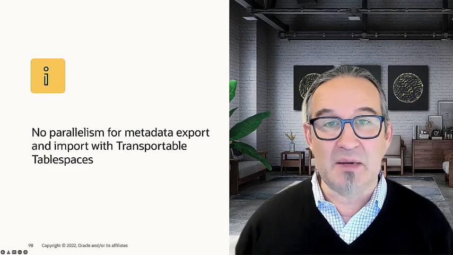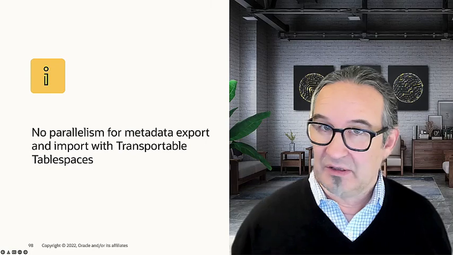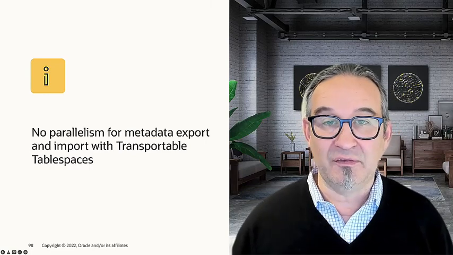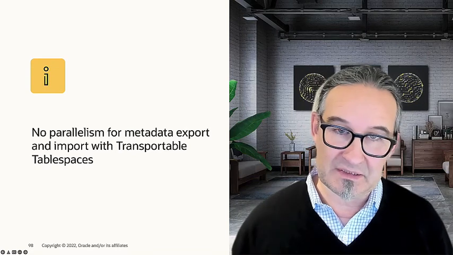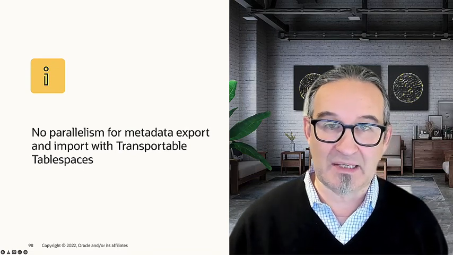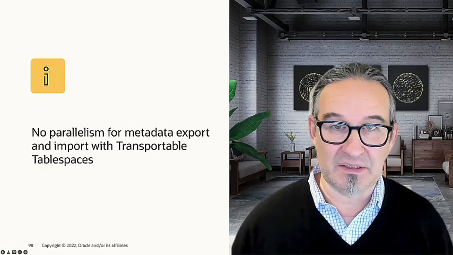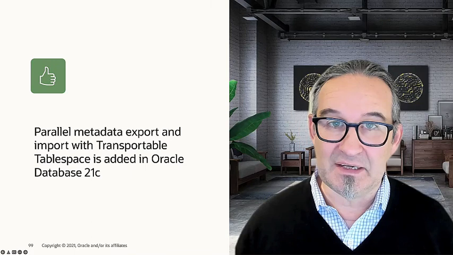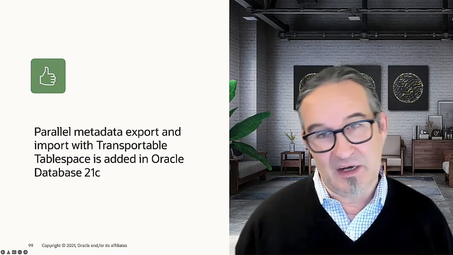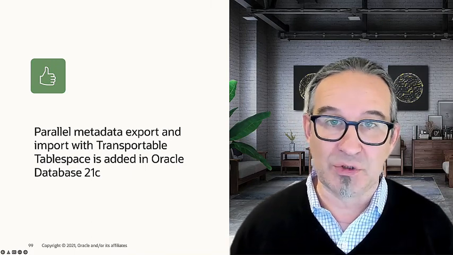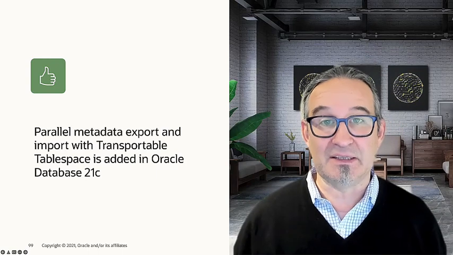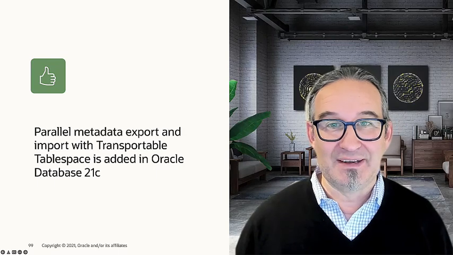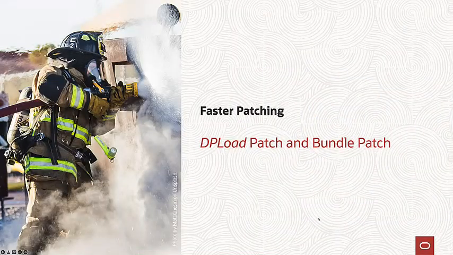And another thing to mention, there's no parallelism for metadata export and import with transportable tablespaces. And we face the same problem: if you have a database with 500,000 partitions and subpartitions, then things can become really, really slow in the metadata phase, when you export what is in your tablespaces and when you import it again. Good thing is, this is there since 21c. Now, for most of you, that will mean with the next long-term support release 23c, but at least it's coming, it's there, and we heard you. And with that information, I hand over now to Venkatesh for faster patching.